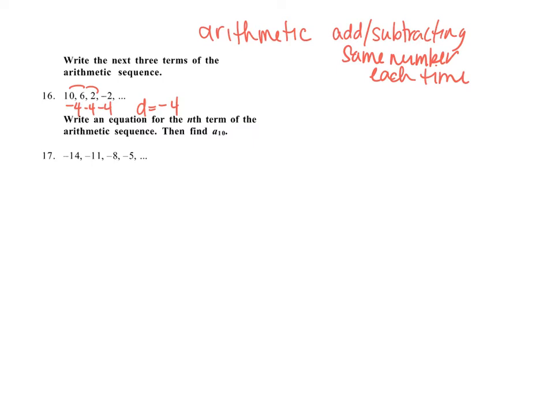So what would the next three terms be? Well, negative 2 minus 4 is negative 6. Negative 6 minus 4 is negative 10. Negative 10 minus 4 is negative 14. So negative 6, negative 10, and negative 14 are the next three terms in the sequence.